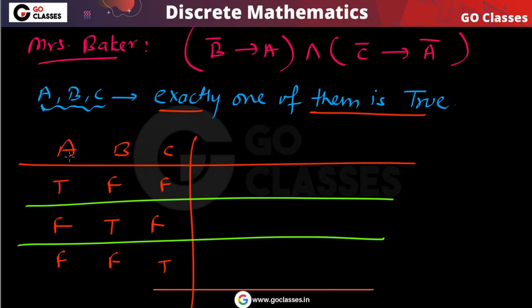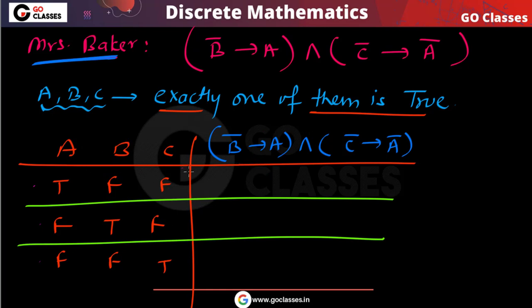Now let's see for which possibility Mrs. Baker's statement will be true. This is Mrs. Baker's statement. Now let's see for which of these following situations, whether this or this or this, for which of them Mrs. Baker's statement will be true.